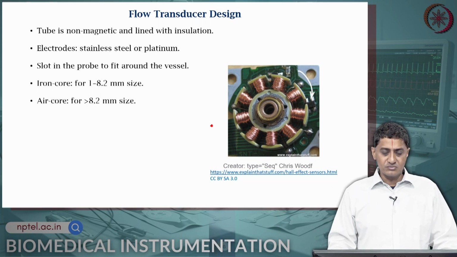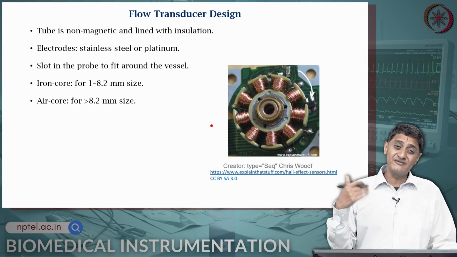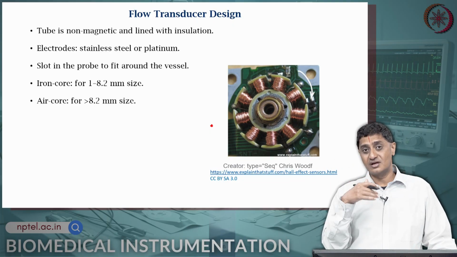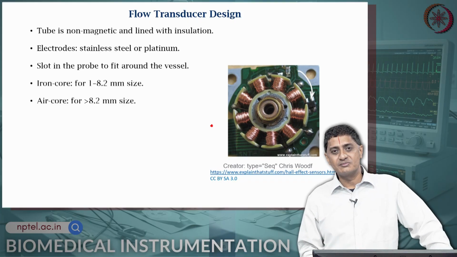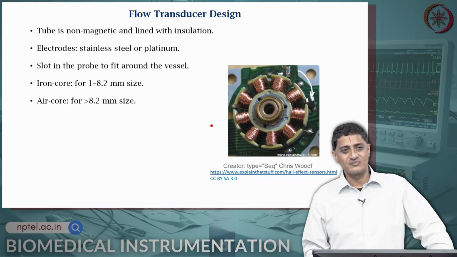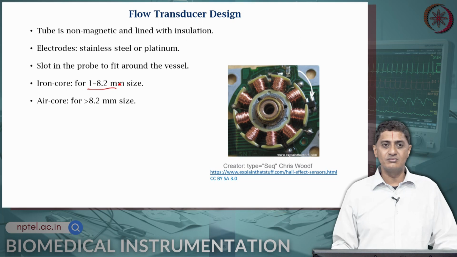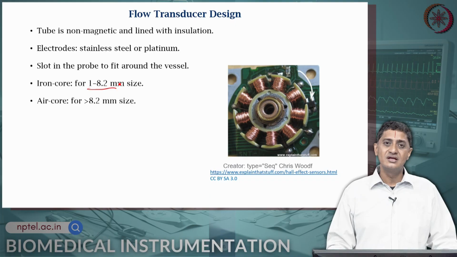So, you need to size the slot or the probe to fit exactly around the vessel. Now, that means that for different vessels, I will have to have different flow meters. I will need n number of flow meters, because vessels come in different sizes. For iron core, you use these sizes 1 to 8.2 millimeter, and if the size is greater than 8.2 millimeter, then you use air core.